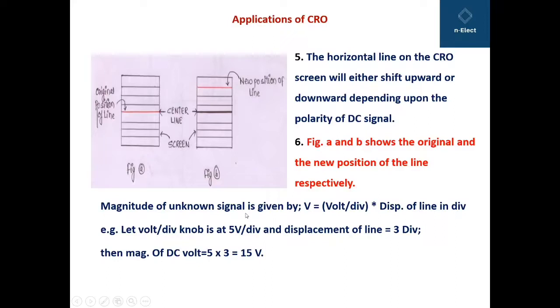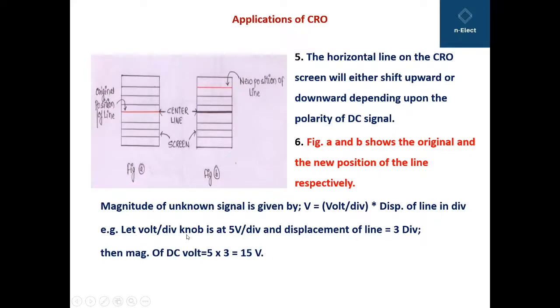Magnitude of the unknown signal is given by V volts is equal to volts per division multiplied by displacement of line in division. So as you can see here, the displacement of this line which was initially here at the center is 1, 2 and 3 divisions.